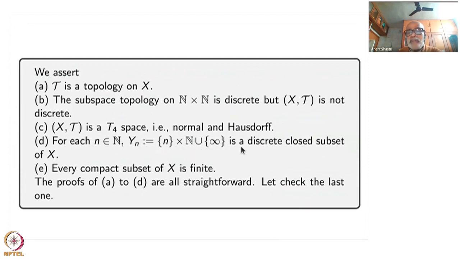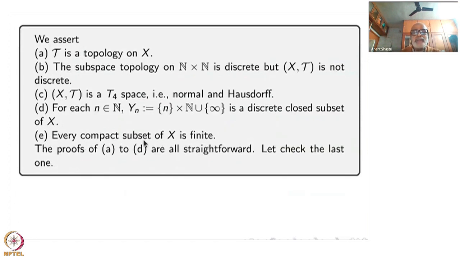Why is this a closed subset? Its complement is some subset of N cross N, right? So every subset of N cross N is open. So this is a closed discrete subset. Final thing is a very important thing here. Every compact subset of X is finite.